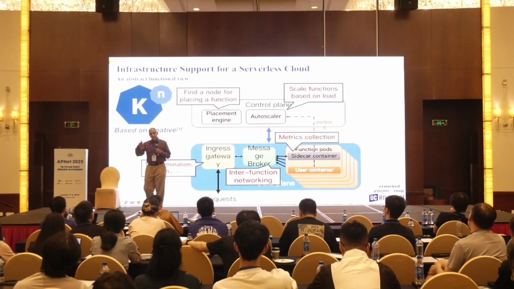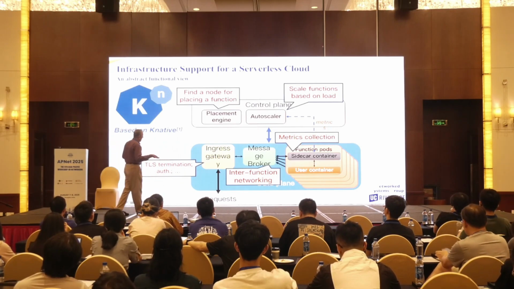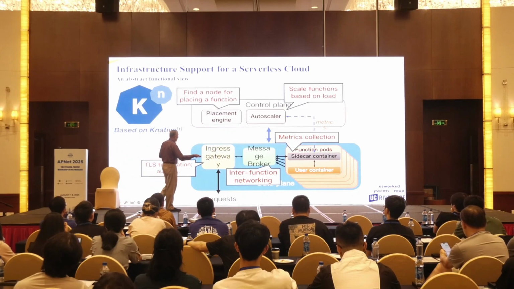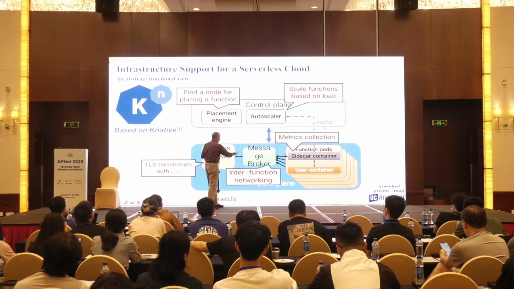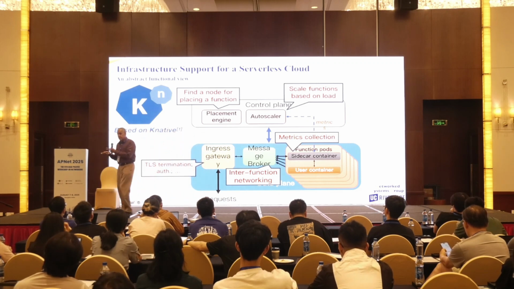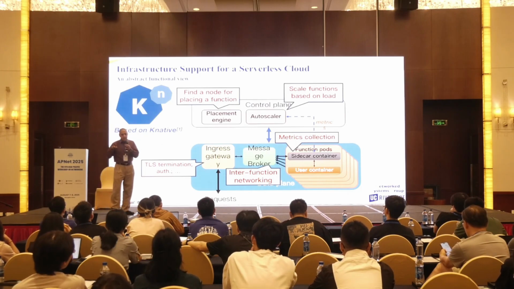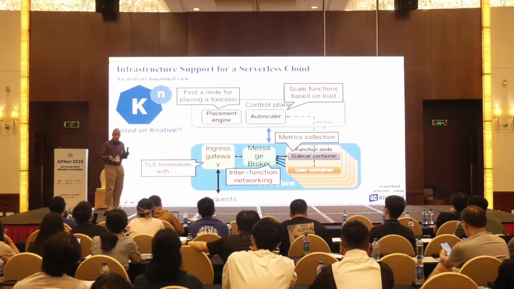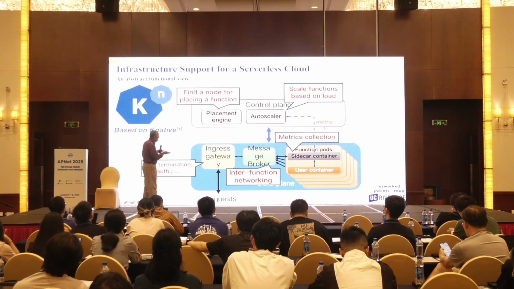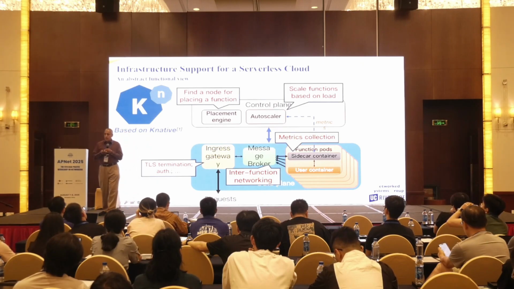And if there's a chain of functions, then you go from one function to the next, and that inter-function networking is also done by a message broker. Metrics that are collected go up to the control plane. The control plane is responsible for instantiating containers for those functions and deciding when they are no longer active, terminating them, and so on. And then auto-scaling depending on the load, dealing with placement in the data center, and so on.